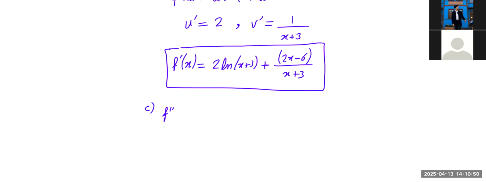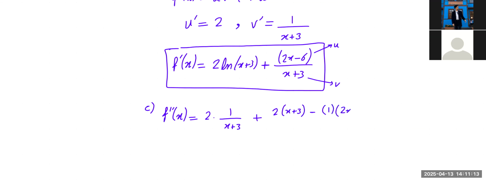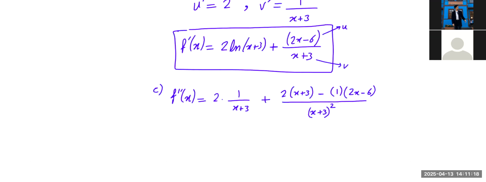So it has two parts. The first part is kind of easy to derive. This guy is just going to be 2 times 1 over x plus 3. Well, yeah. That's it. For this guy, we're going to use quotient rule. So let's call this u and let's call this v. So we're going to do u prime, which is 2, times v minus v prime, which is 1, times u, which is 2x minus 6. All of this is divided by v squared. Is this clear? Yes. Nice. So we have 2 over x plus 3 plus 2 times x plus 3 minus 2x minus 6, all of this divided by x plus 3 whole squared.